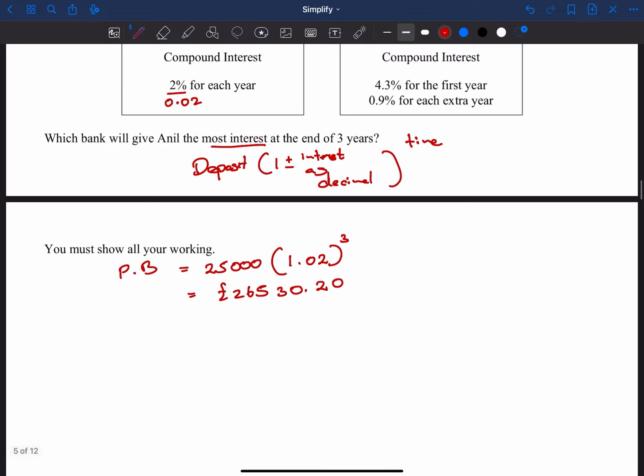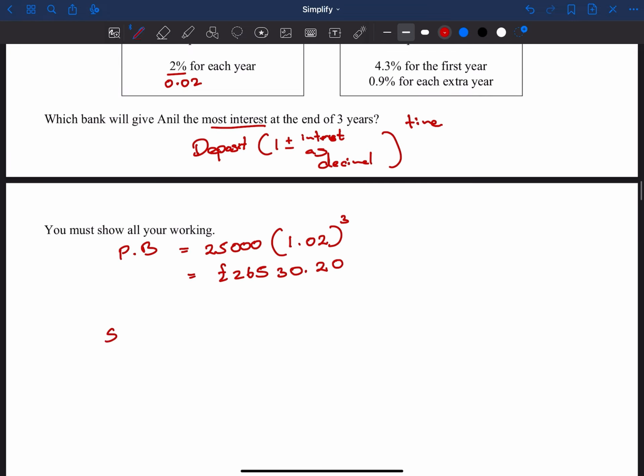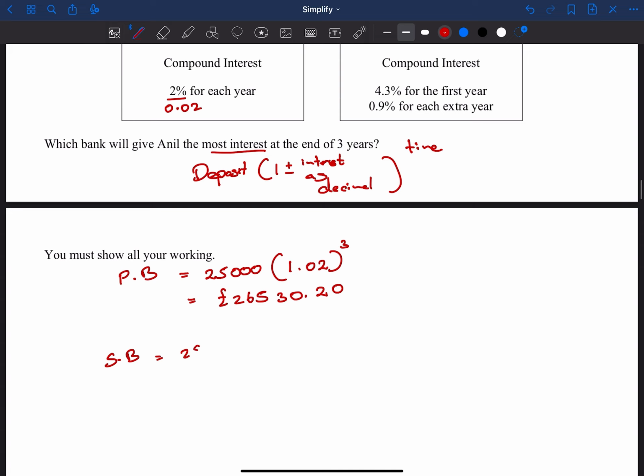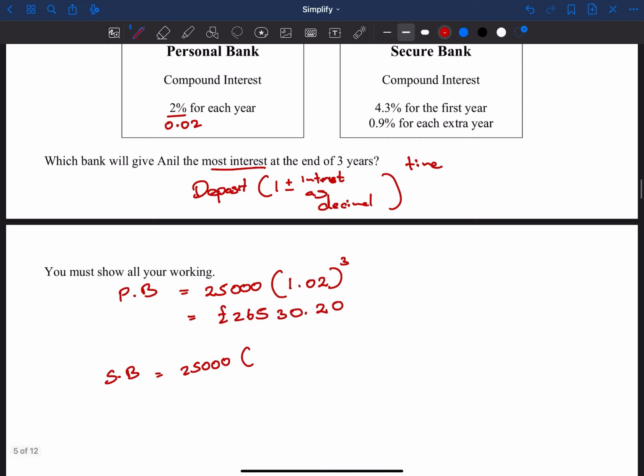The next one, we are looking for a secure bank, SB. The deposit is still 25,000, and still 1 plus. 4.3% is 0.043 as a decimal, so 1 plus 0.043 is 1.043, to the power of time. It's only for the first year, so 1. Don't work it out, just calculate it straight away. Always get into the habit.